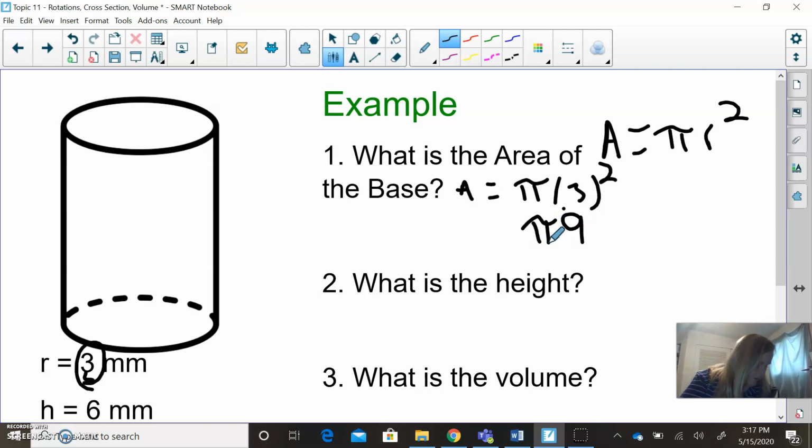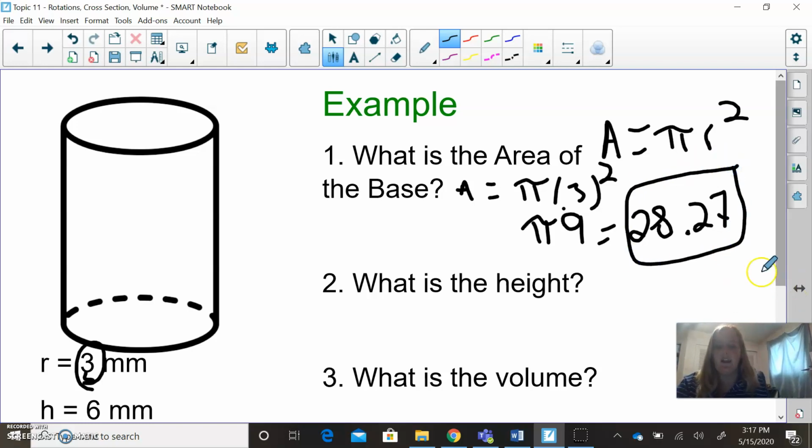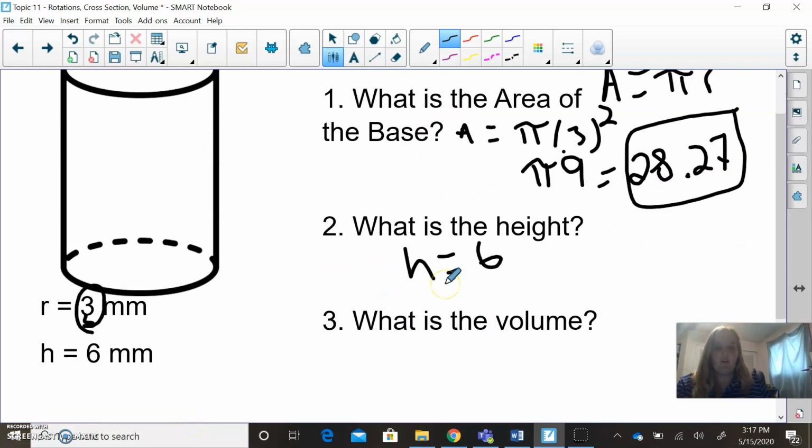And 9 times pi is equal to 28.27. Like I said, pi times 9 or 9 times pi is 28.27. Okay. The height for this is over here, and it's 6. So h equals 6. So what is the volume? Volume equals big B times the height. Okay, and again, this is your big B.